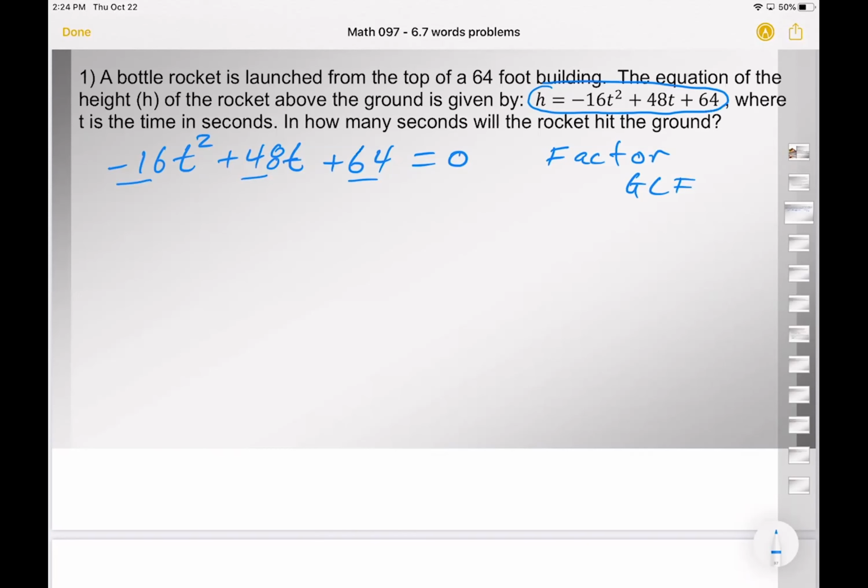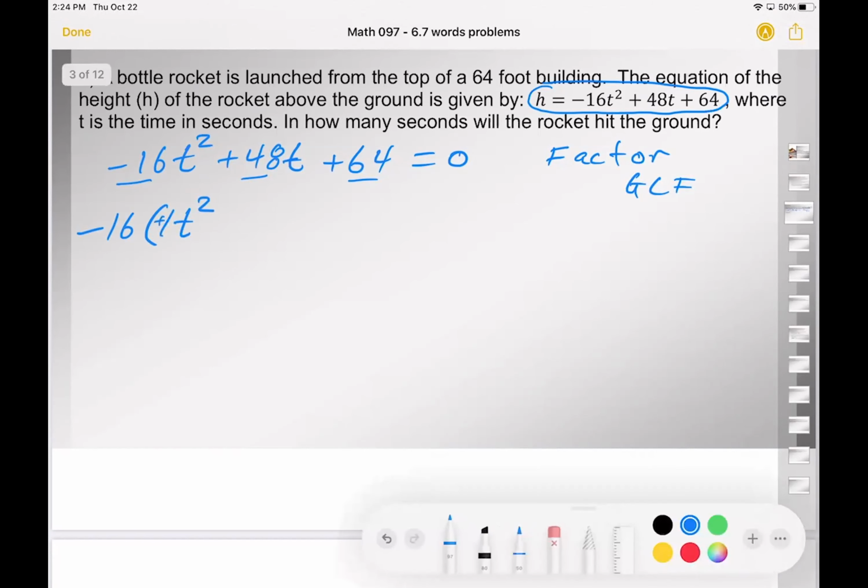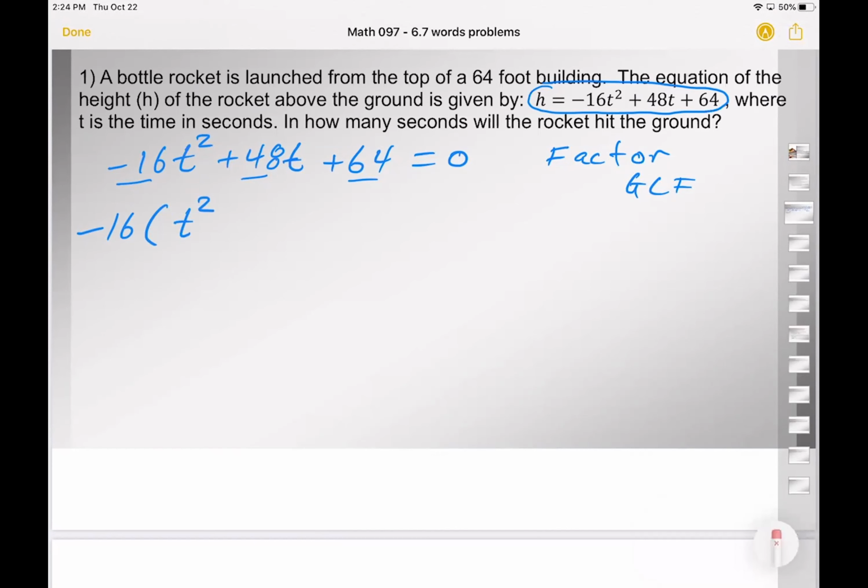And like I mentioned, most of the time you have to take that negative number out, because you haven't seen any t squared, in this case, t squared has a negative. So looking at this, we can take our GCF, and the GCF here will be a negative 16. Why? Because negative 16 going into negative 16 will give me t squared. Basically, it's positive 1, but I don't need to write a positive 1 in front of the t. It's assumed to be there.